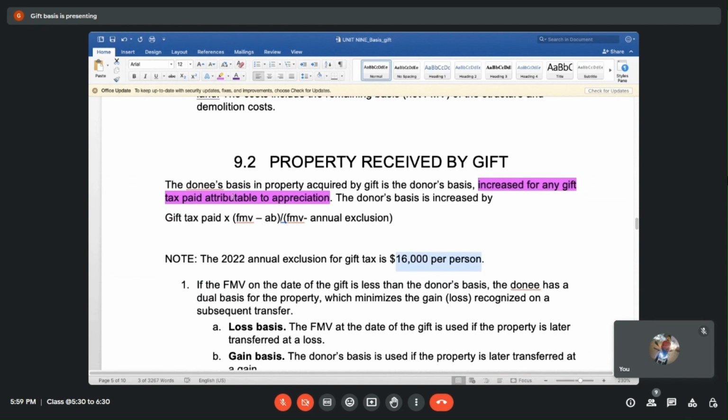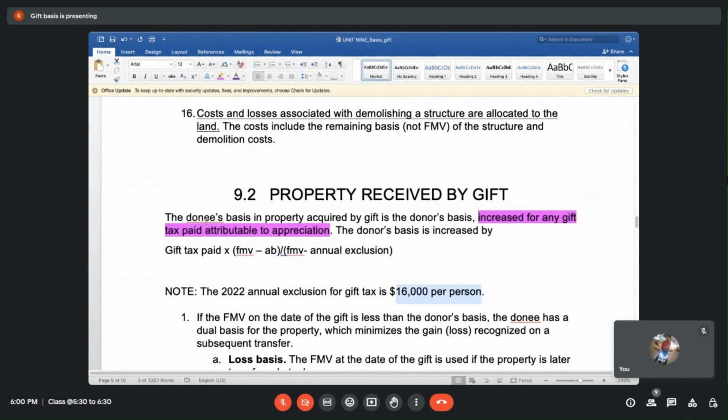The donor's basis in property acquired by gift is the donor's basis. Whatever cost the donor used to acquire the property will also become the recipient's basis. It is increased for any gift tax paid if the transaction goes above that limit. If a gift tax comes into the picture, we have to see what gift tax has been paid, and that gift tax needs to be added to the basis of the property. So the donor's basis is increased by the gift tax.